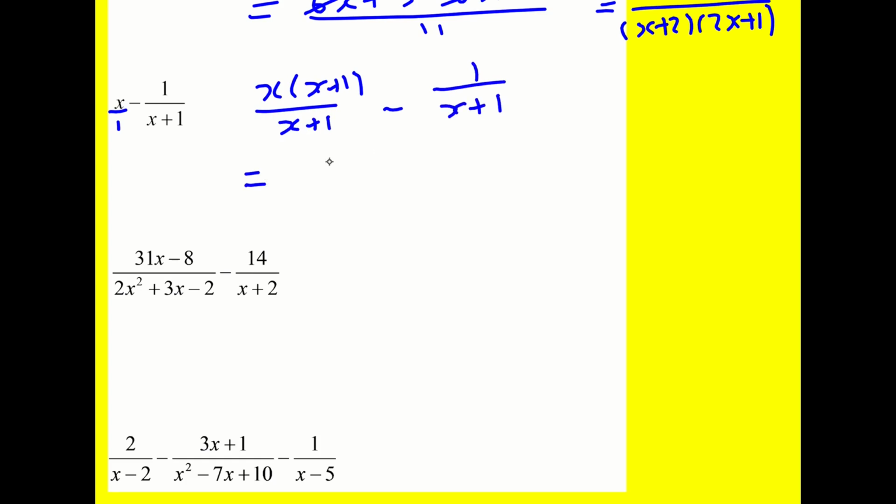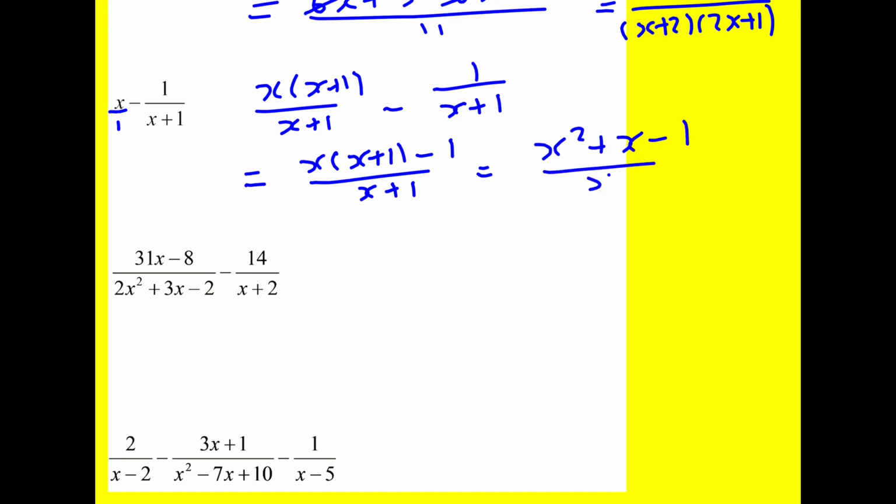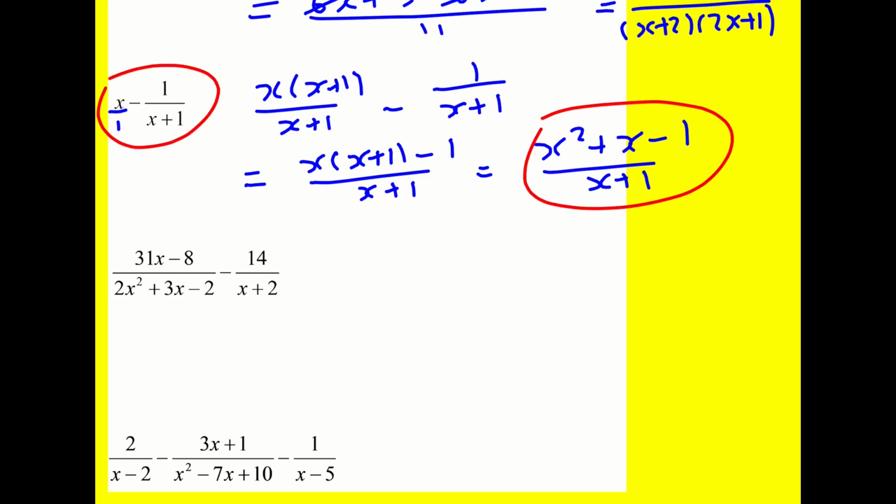This is going to become x times x plus 1 minus 1 over x plus 1. Expand this out, I'm going to get x squared plus x minus 1 over x plus 1. And that's our answer again. We can't factorize the top, it's not going to cancel at all. That's as far as we can go. Quite interesting that these two are the same thing.